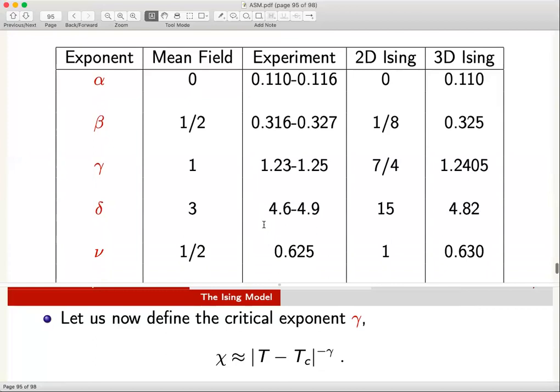Fine. So nu was the next exponent, which was determining how the correlation length diverged as t approached Tc, and it went as t minus Tc to the minus half. And again it seems to be reasonably close to the experiment. Now, when I say reasonably close, I mean the following: mean field theory is a terribly bad approximation, in the sense that we don't care about spatial dependence. We did not even worry about the system being a lattice.